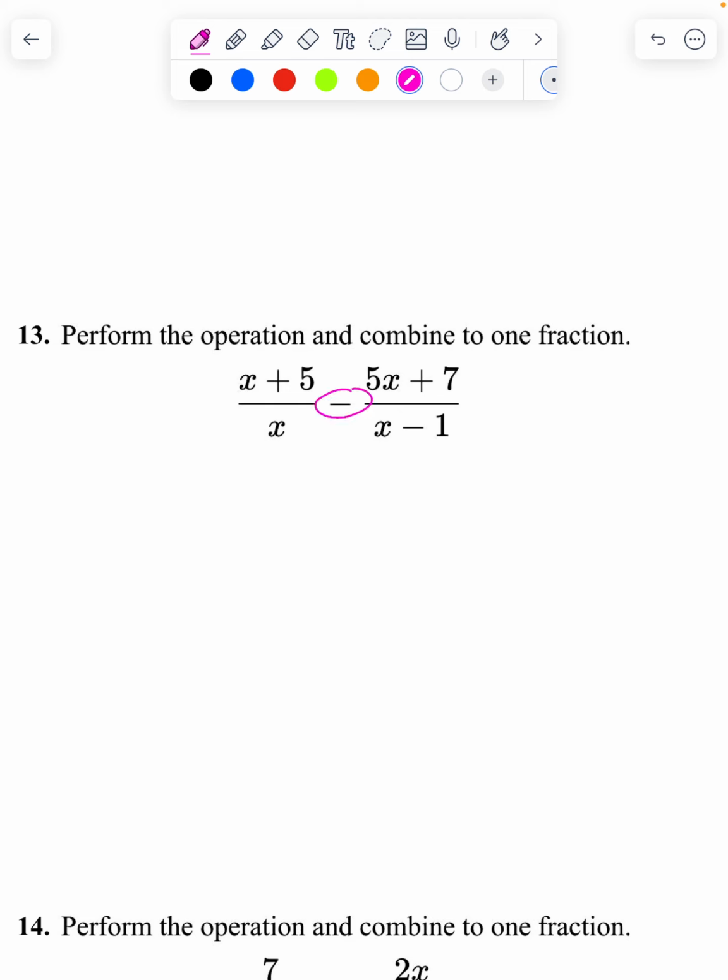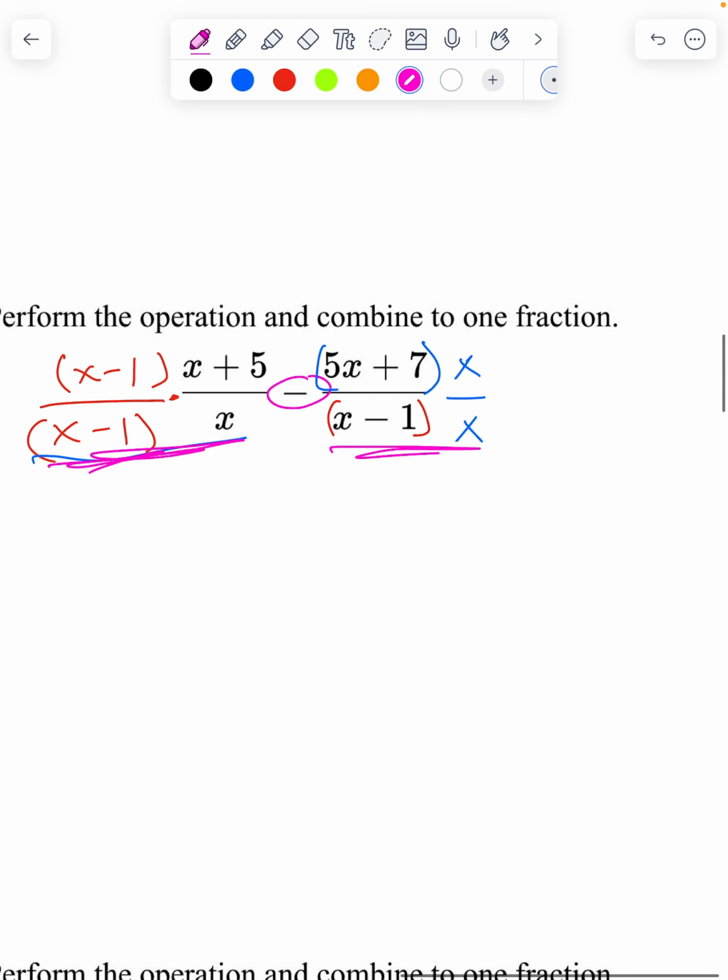Minus here, so I need common denominator. A lot of people will treat this and just want to do -1 on the bottom. You can't do that. This is a package. So what I'm going to do is I'm going to multiply this one by x minus 1 over x minus 1. And then this one over here, this one's going to get multiplied by x over x. And when I do that, put parentheses around here, then you notice that the denominators are the same.